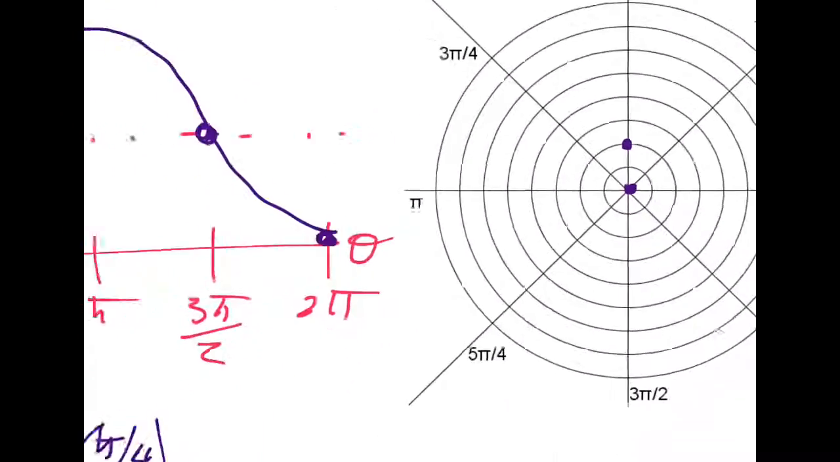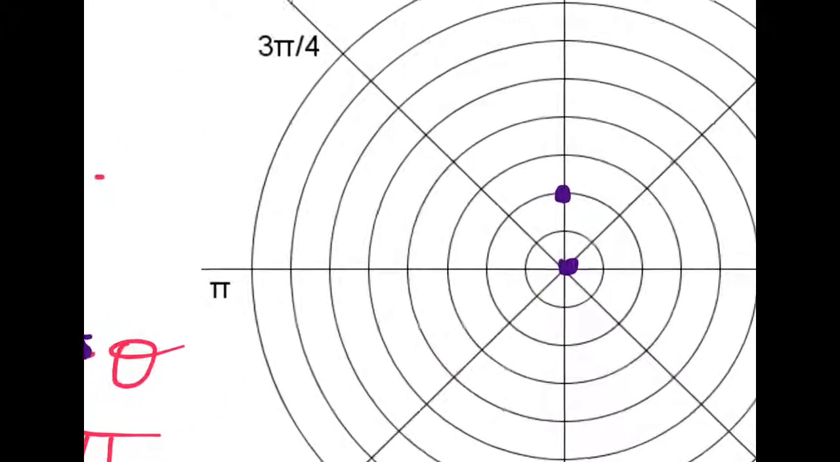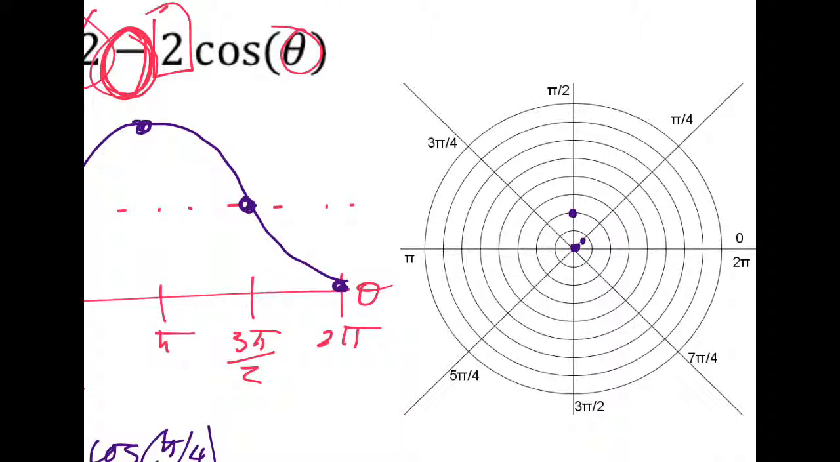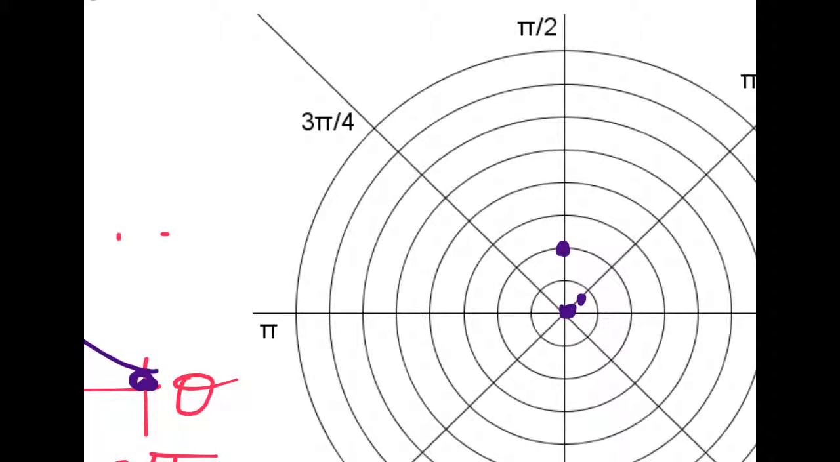So what are we doing with this? Well, theta was pi over 4, and the radius was about 0.6, so a little over half. So we're getting a point about right there. I'm on the pi over 4 line, and I'm about 0.6, so I'm about halfway up to that first circle. So this is starting by curving out like that.